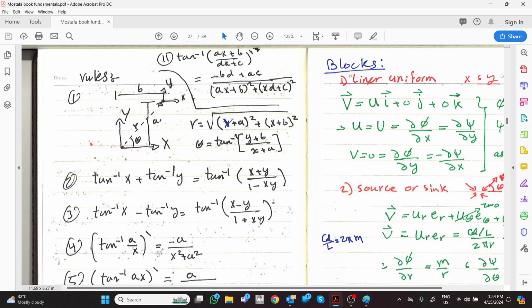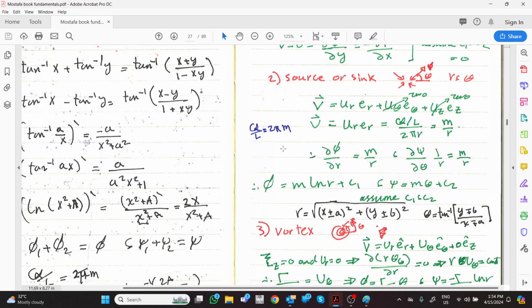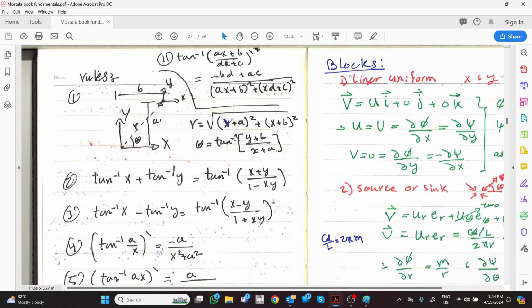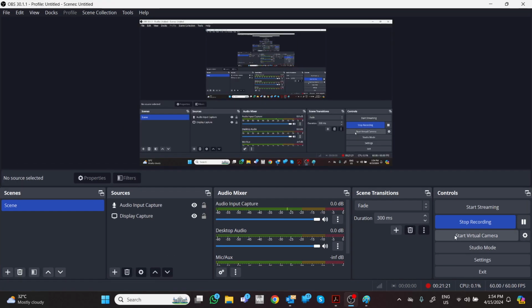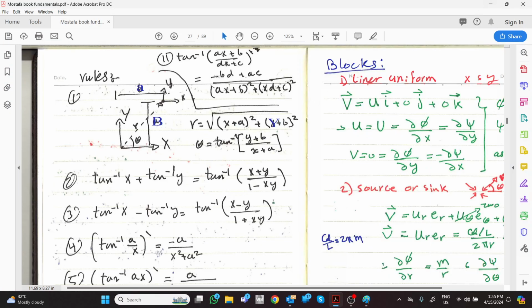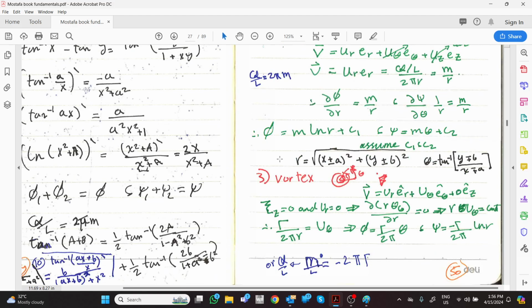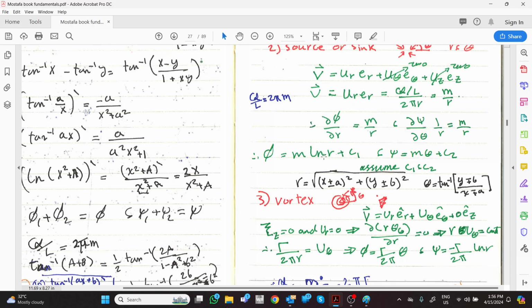Tan θ is (y plus b) over x. So I just corrected: it is the square root of (x plus a) squared plus (y plus b) squared, and the same, tan θ equals (y plus b) over (x plus a). Okay, now we're going to check the examples. You will understand when you have an example.